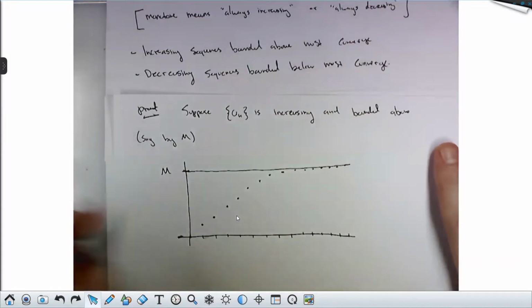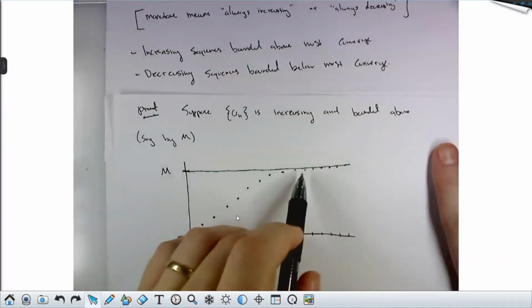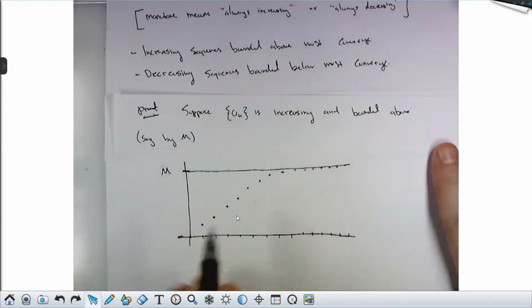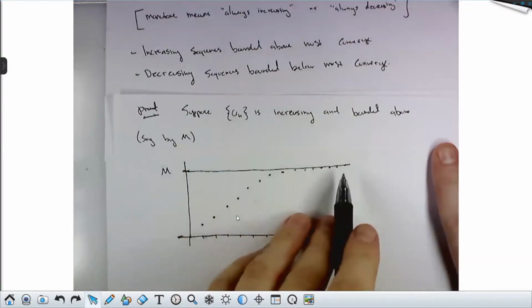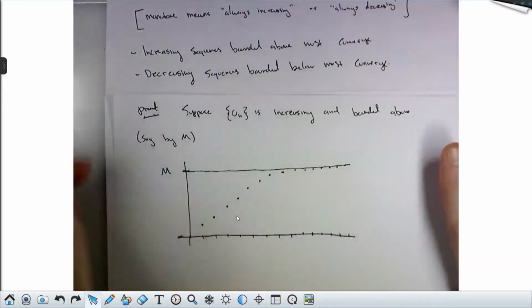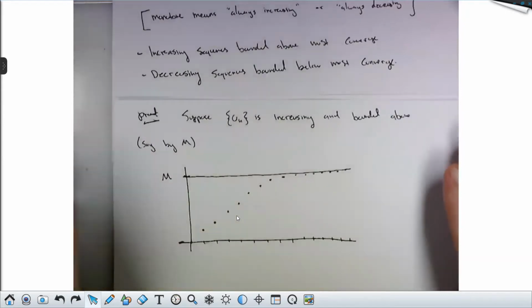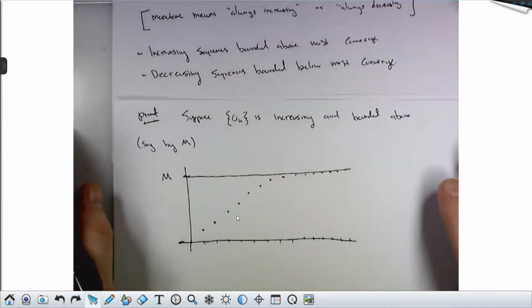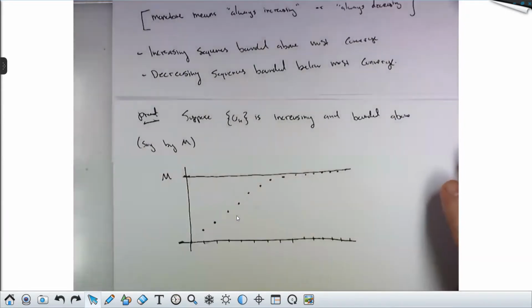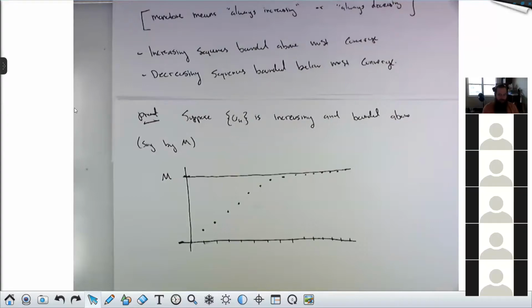So it has to converge. If all the dots start piling up on this ceiling, where have you seen this picture before? When we talked about the definition of convergence. And similarly, if you're decreasing and bounded below, the same thing happens, just flip the picture over. So bounded monotone sequences have to converge.